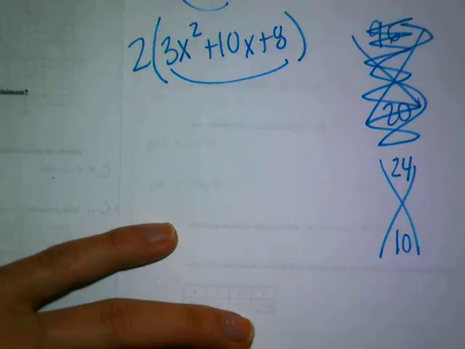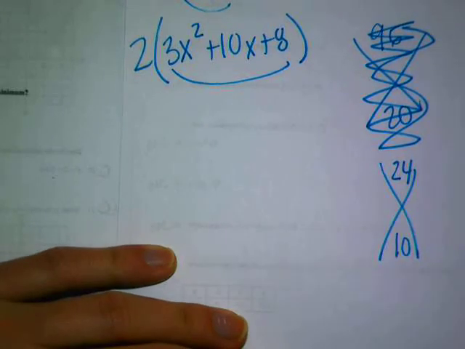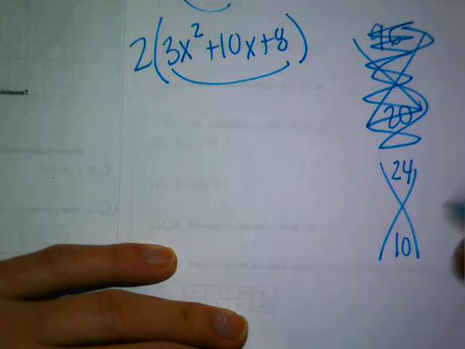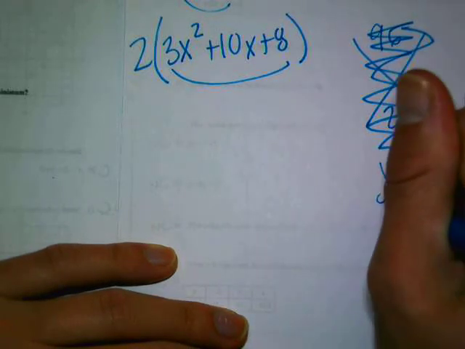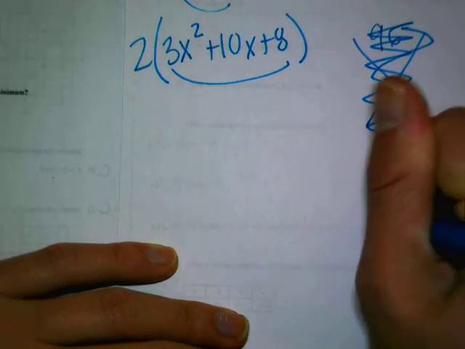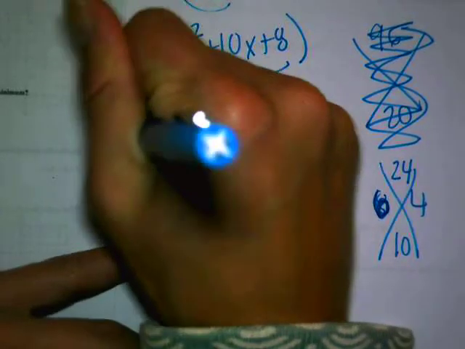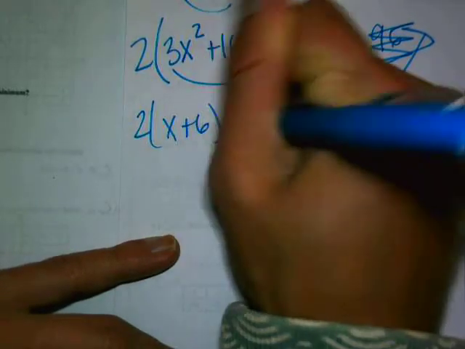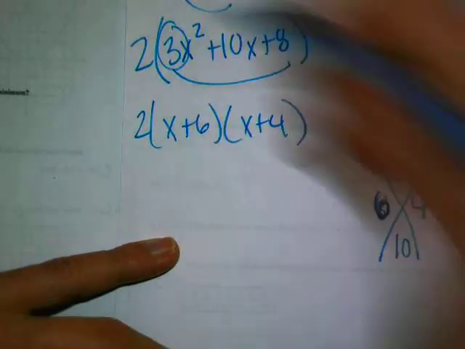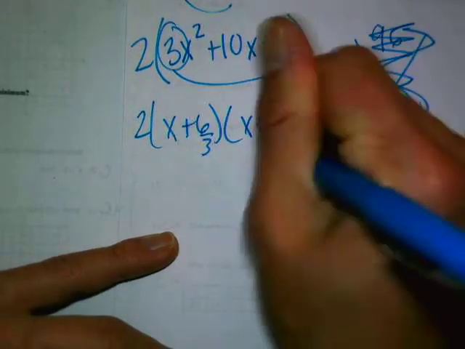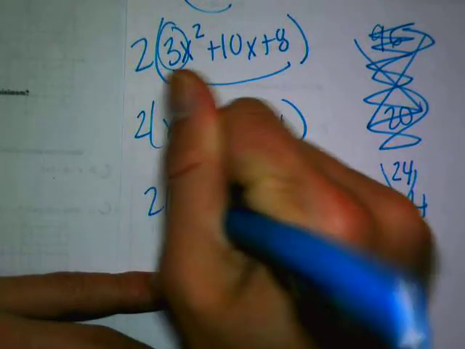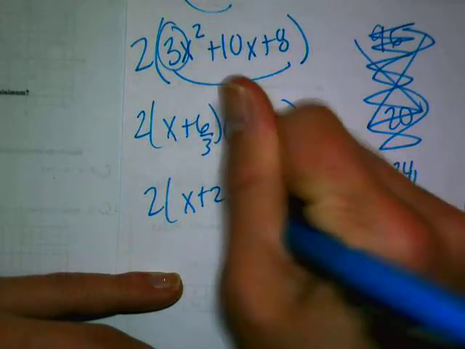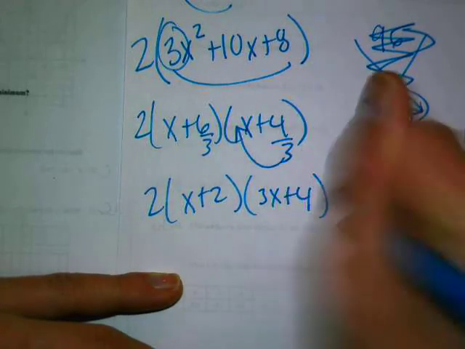24 and 10. And then 6 and 4. Yeah, thanks. Brain farted. 6 and 4. All right, x plus 6, x plus 4. And then we're going to divide by the front number. Divide by 3, divide by 3. So x plus 2. This one doesn't divide, so we're going to bottoms up, 3x plus 4.